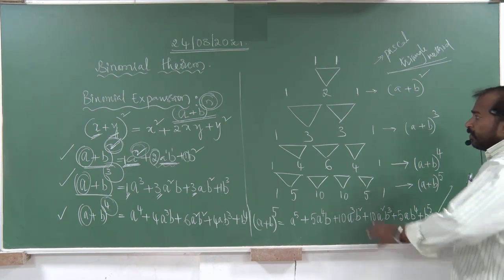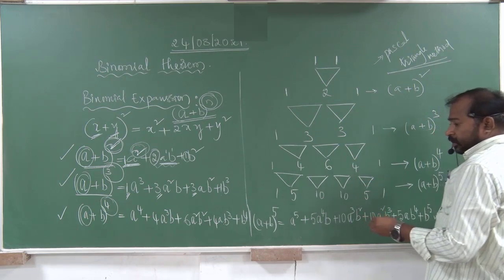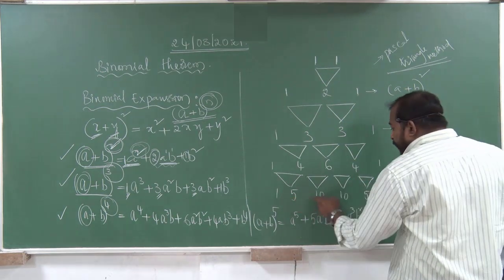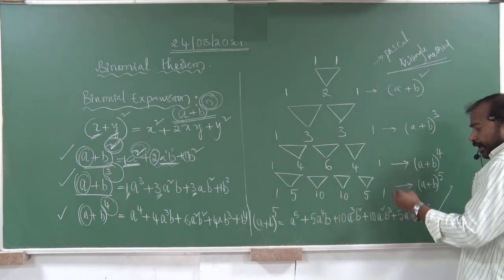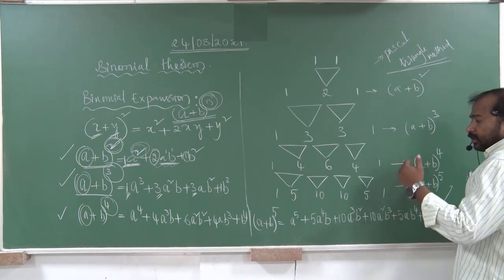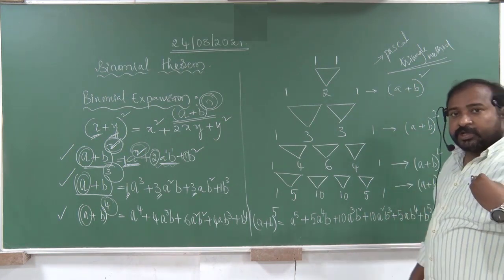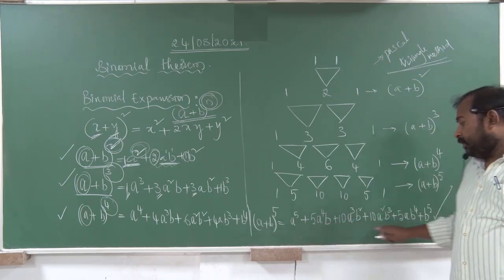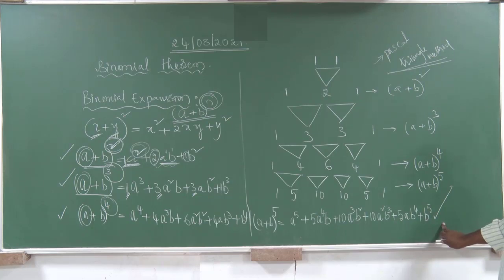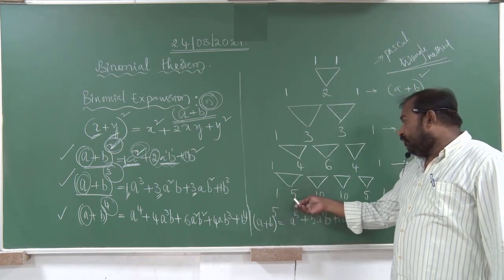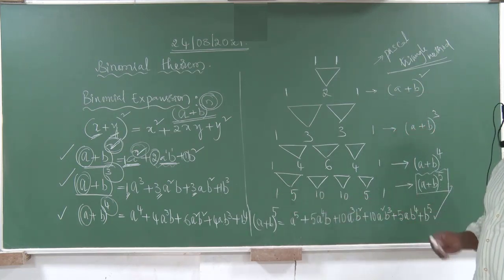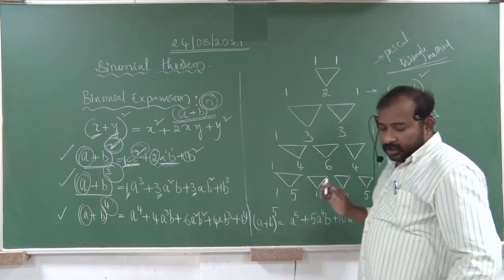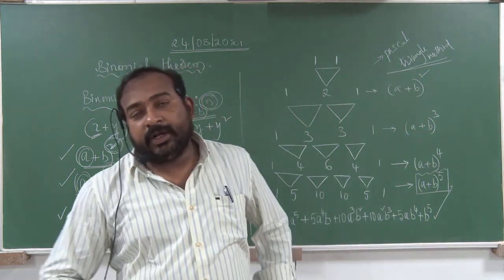So with the help of this Pascal triangle method, we can identify binomial coefficients. After identifying the binomial coefficients, with the help of the observations we made, we can write the expansion like this. And here in this (a + b) to the power 5, the binomial coefficients are 1, 5, 10, 10, 5, 1. So this is overall the introduction to the binomial expansion.